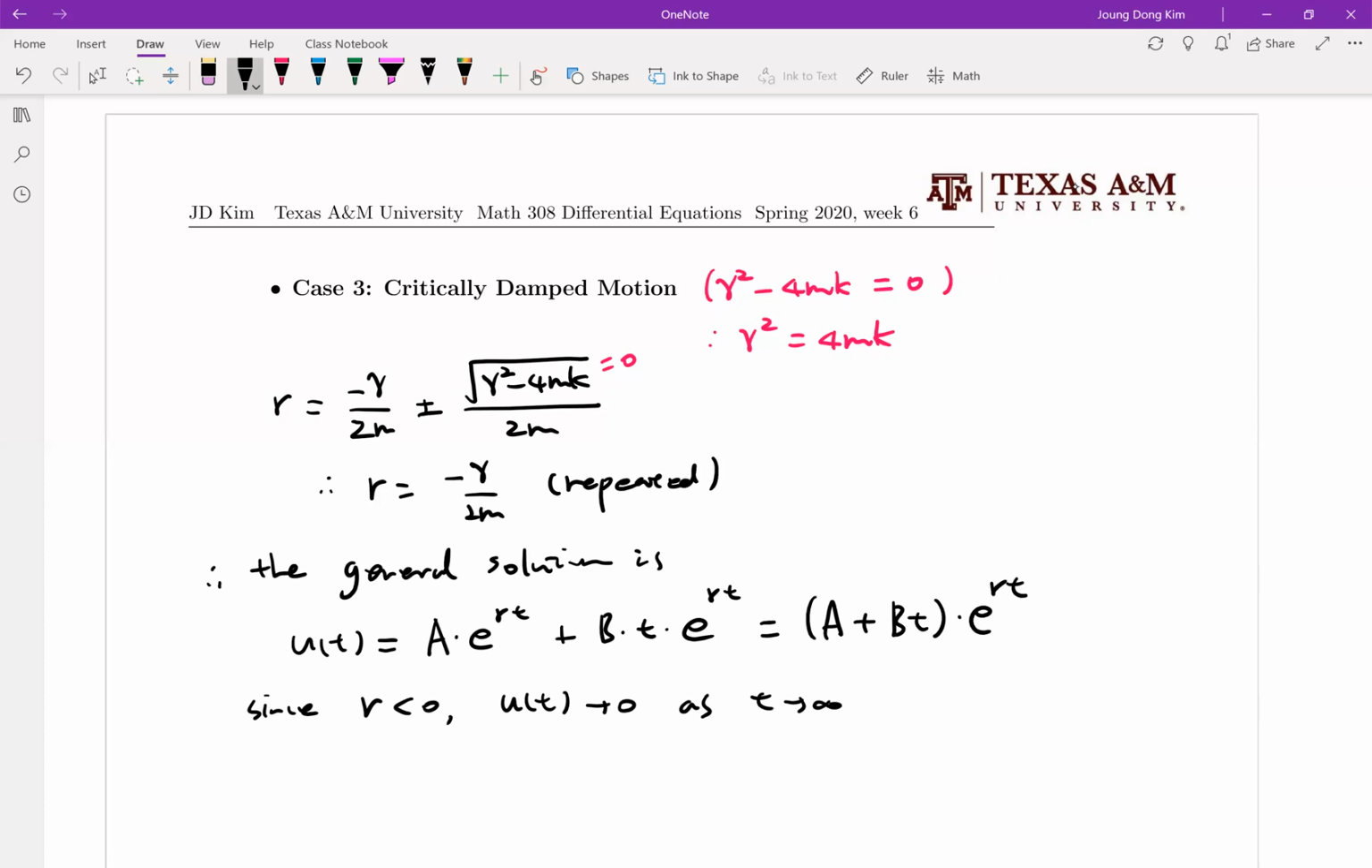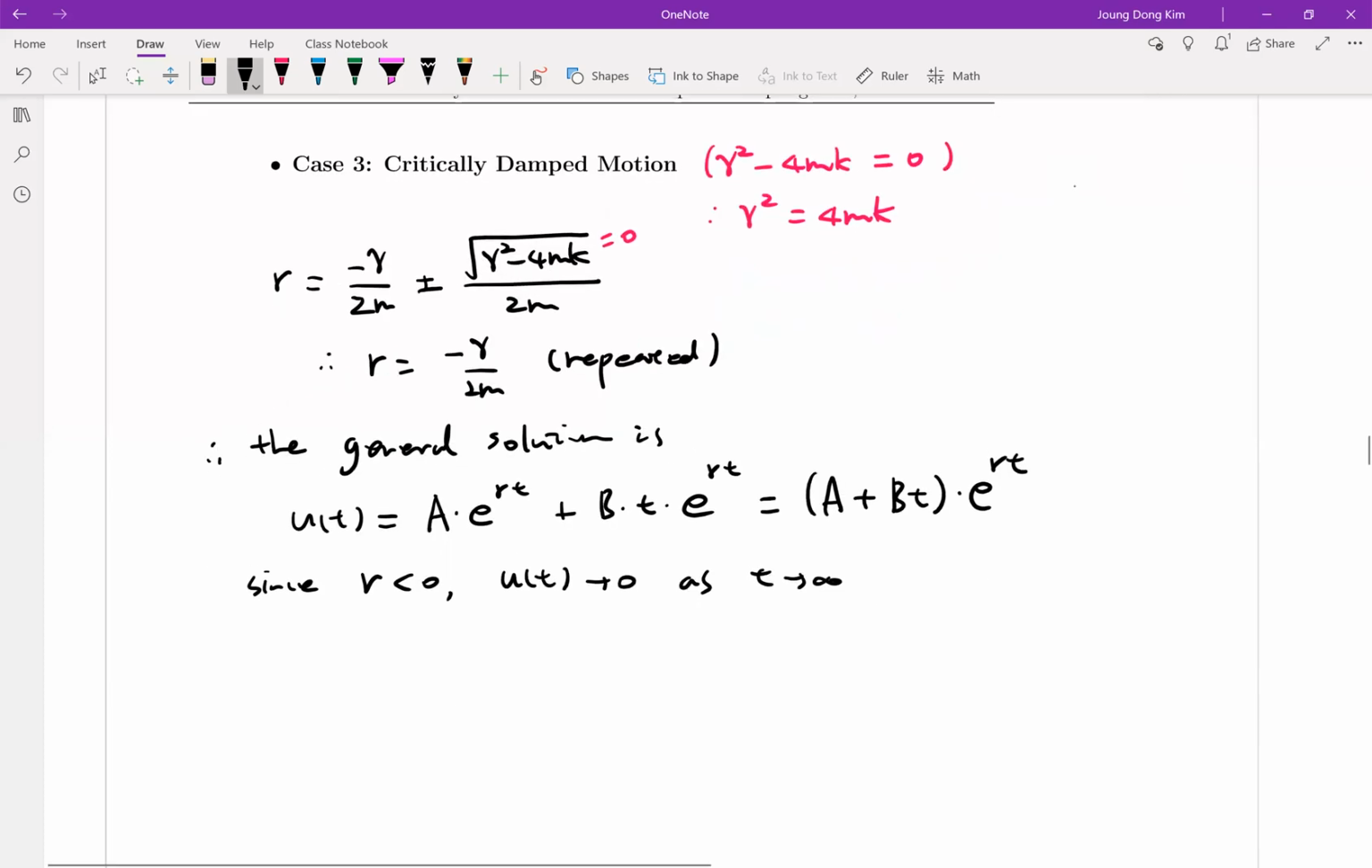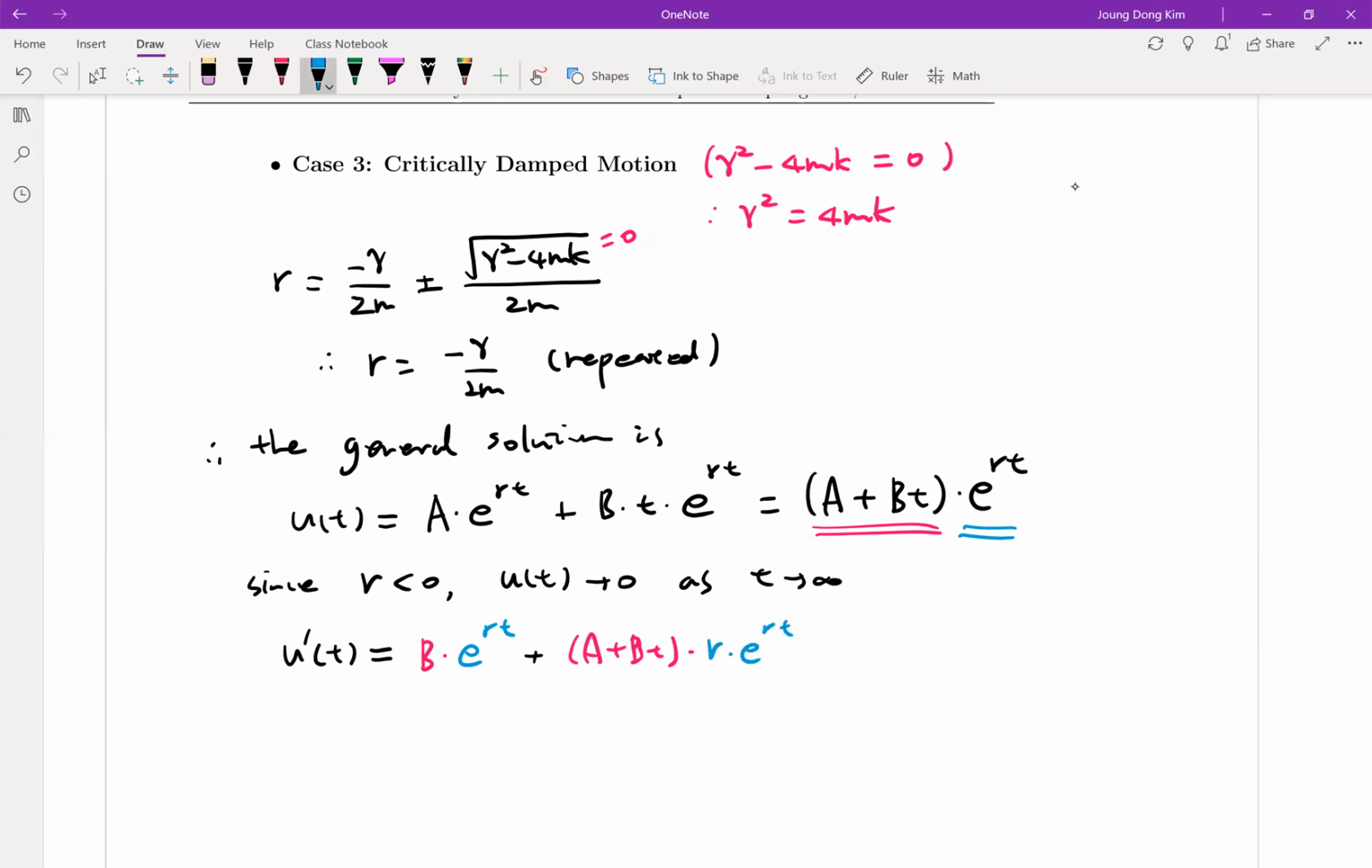Now let's talk about the same concept as with overdamped motion. We're going to try to find the extremum points. To do so, we have to find the critical value first, and for that we need u prime. What is u prime? Let's start from here. That's exactly the product form, right? By the product rule, the first term prime, (a plus bt) prime, is b, times the second term, which is e to the rt, plus the first term times the second term prime, which is r e to the rt.